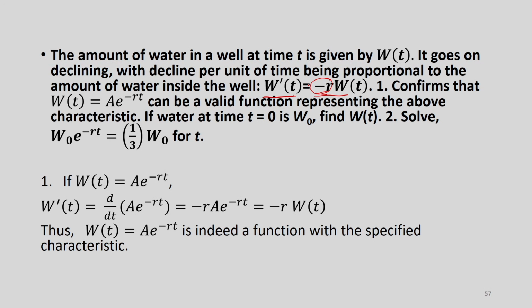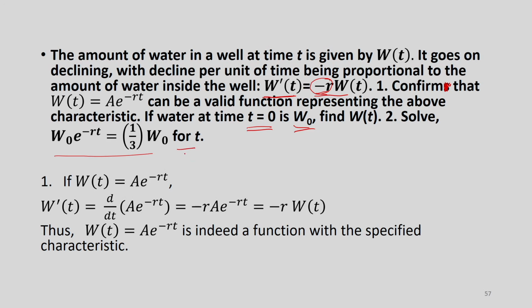So there are two questions related to this setting. Confirm that W(t) is equal to A multiplied by e to the power minus Rt can be a valid function representing the above characteristic, and if water at time t equal to 0 is W0, find W(t). So that is the first part. Second part is solve this equation W0 e to the power minus Rt is equal to 1/3 of W0 for t.